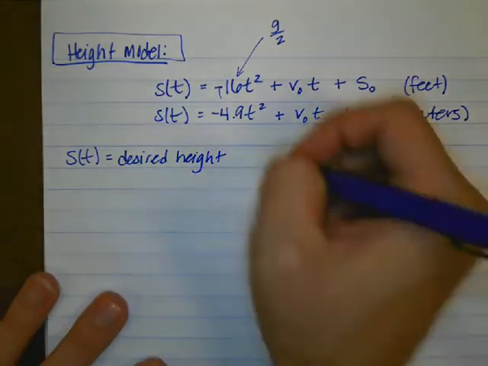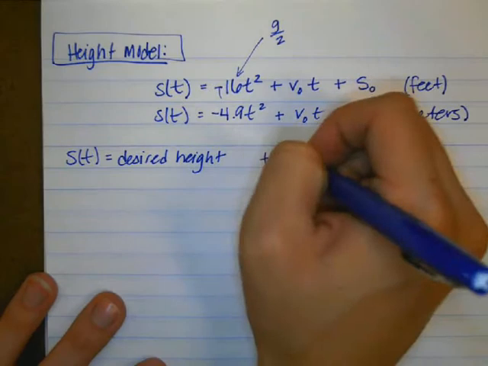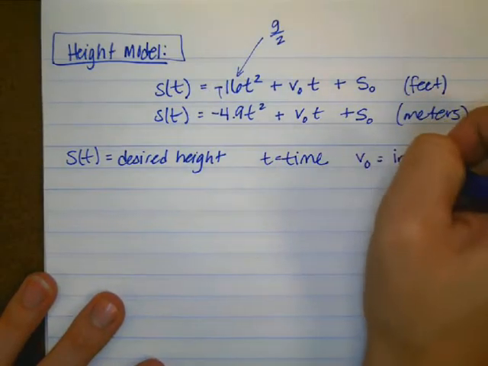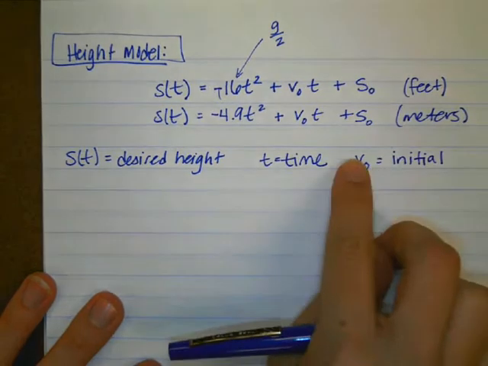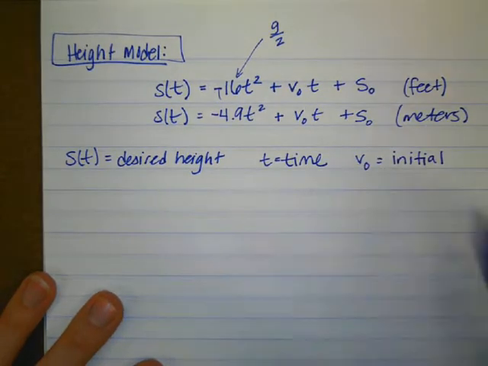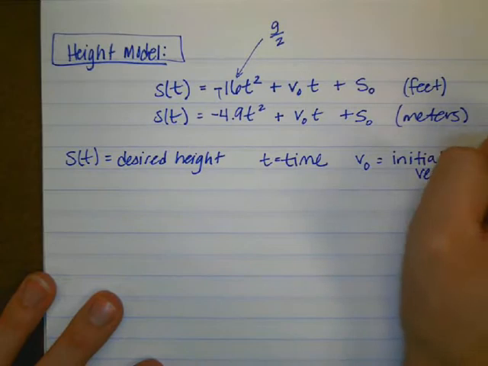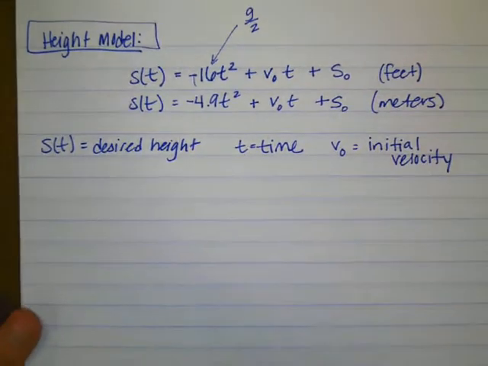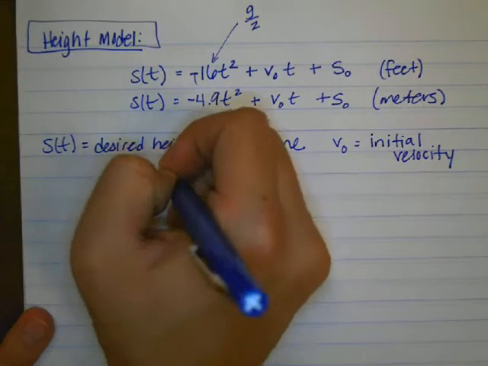T is time. V sub o is just a way to write a variable. Instead of just v, we write v sub o because it means your initial velocity. So if you just had a v, it would just refer to the velocity. And then s sub o is your initial height.